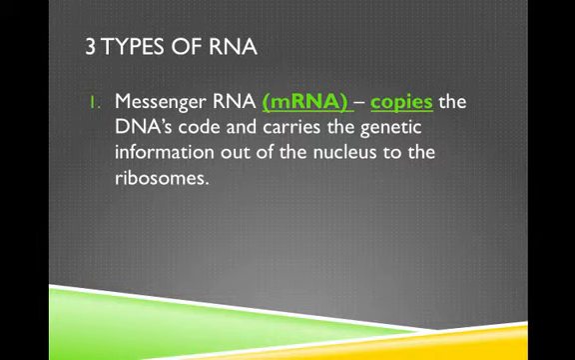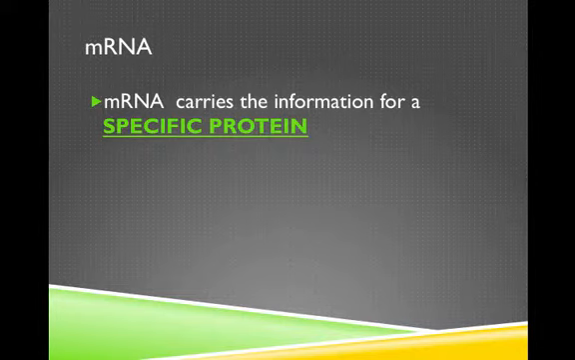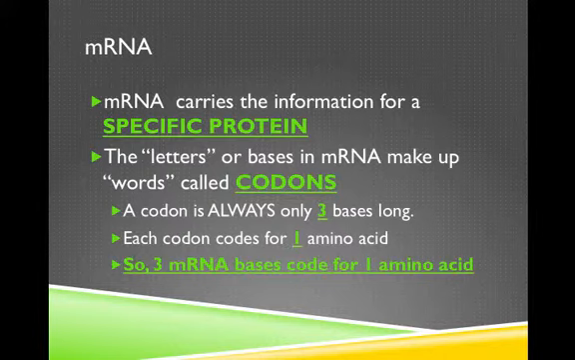The first one we're going to talk about is messenger RNA. Messenger RNA, or mRNA, is responsible for copying the DNA's genetic code. It then carries the genetic information out of the nucleus to the ribosomes, meaning that I will find mRNA in my nucleus, at a ribosome, or somewhere in my cytoplasm. mRNA carries the information for a specific protein, and the letters or bases in mRNA make up the words called codons. Each codon is 3 bases long and codes for 1 amino acid. So every 3 mRNA bases codes for 1 amino acid.